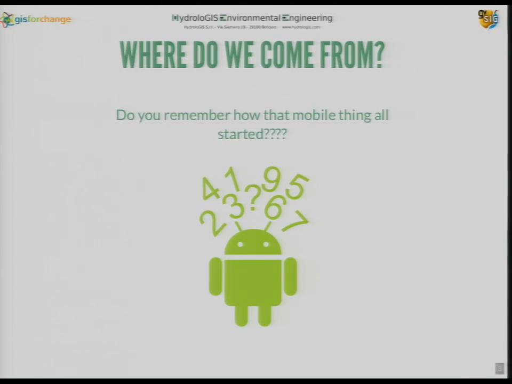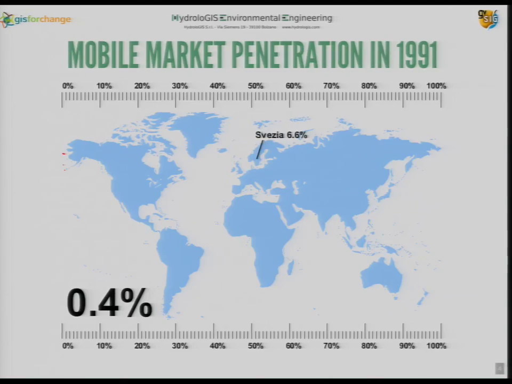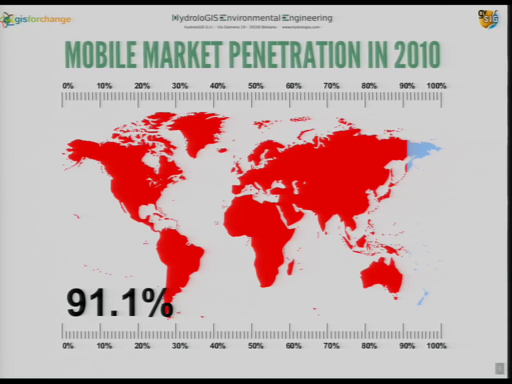So what I would like to bring to you today is: everybody's talking about mobile. You all have a smartphone. Everybody's going onto the internet. But do you remember how this all started? What got everything started? In 1991, the mobile market penetration was 0.4%, which means that out of 1,000 people, 4 people had a mobile connection. In only 20 years, we got to almost 100%, 91 and something percent.